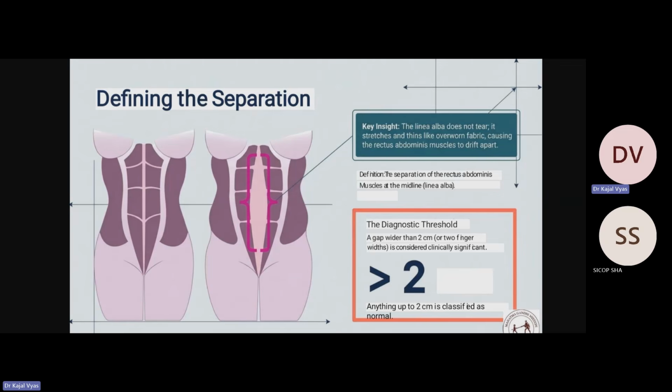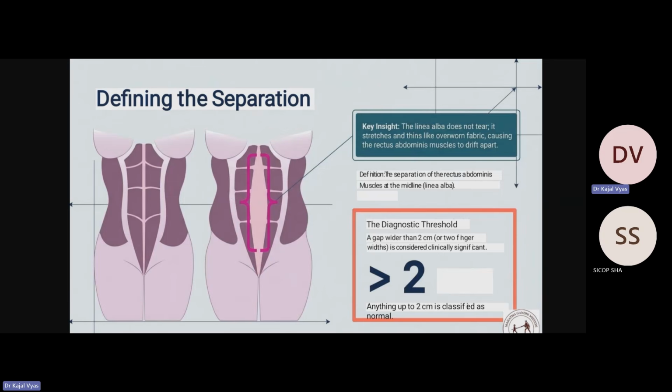So here you can see two pictures. The first image shows a functional core where diastasis recti is not present. In the second picture, you can see a gap, the pink color lining, which shows there is a gap between the two rectus abdominis muscles. Over here, I would like to focus on the linea alba, which does not tear. It stretches and thins like overworn fabric, causing the rectus abdominis muscles to drift apart.